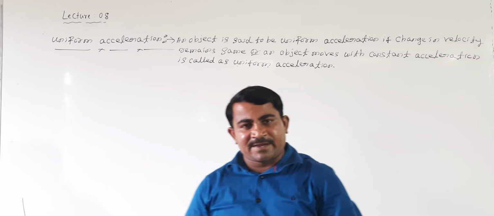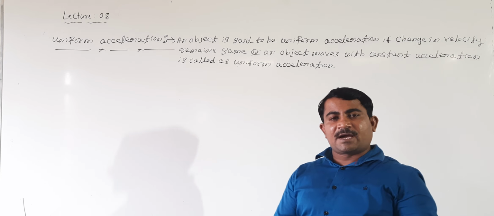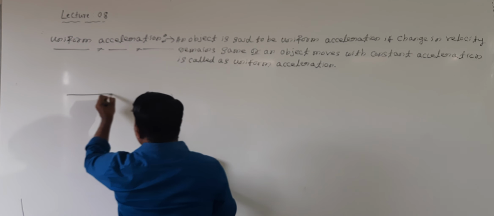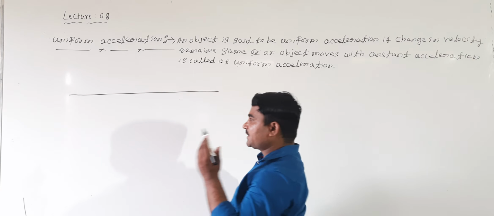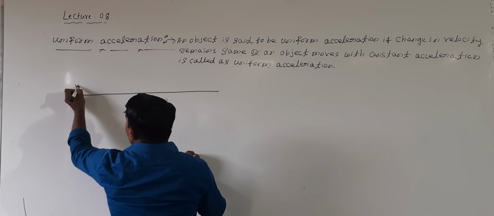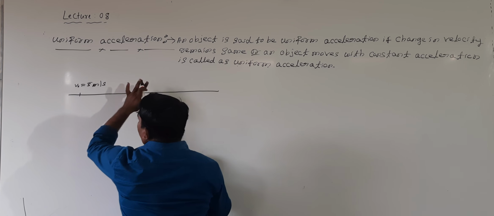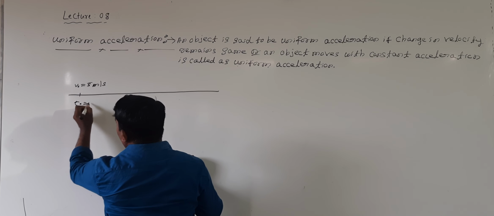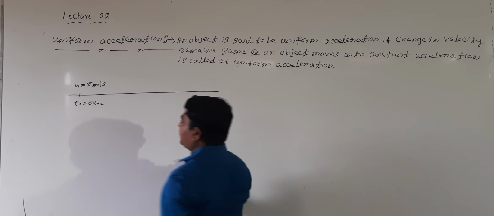Change in velocity remains the same, or the object is moving with constant acceleration. Let us take an example: a person moving along a straight line. Consider that at this point he has some velocity. I will take the velocity v0 equal to 5 meter per second, in the time interval t0 equal to 0 second.